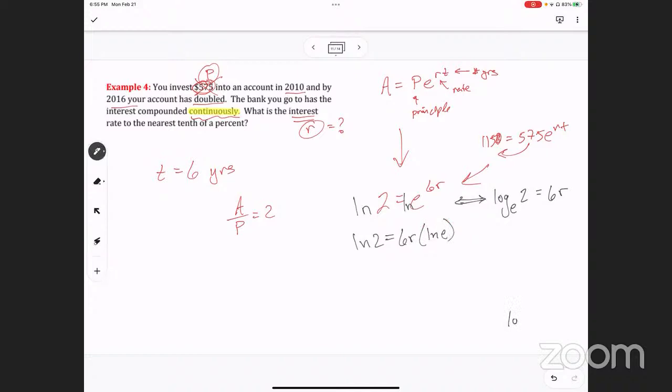Remember that one formula, log base b of b always equals 1, because b to the 1 equals b. So what's the base here? It's e. So what's the ln of e? It's just 1, so that just goes away. That just turns into 1. So you have the natural log of 2 equals 6r.